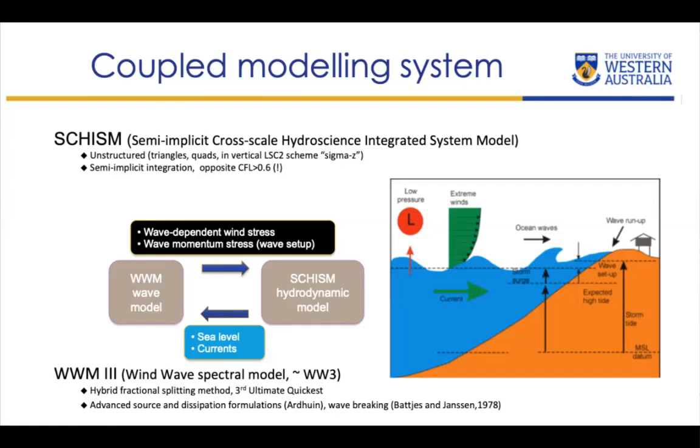The cartoon on the right, we just want to point out that total water levels consist of a number of processes, one of which is wave run-up at the coast. We're not looking at that. We're looking at wave setup, storm surge, and wave effects on the wind at the surface and how you parameterize that.